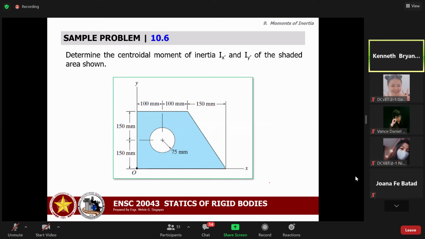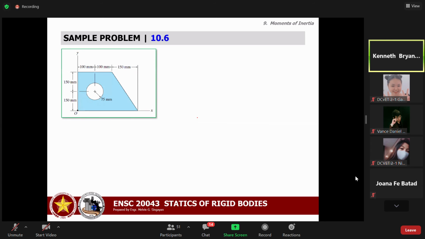Okay? So, since we are looking for the centroidal moment of inertia, Ix prime and Iy prime, hindi naman yun yung axis na x and y dito. Okay? So, ano kailangan natin gawin? I-locate yung centroid. Okay? So, para ma-locate yung centroid, edi yung kung paano natin ginagawa nung chapter 9. Okay? So, we are going to divide the area in parts. We have 3 composite parts if we divide it here.